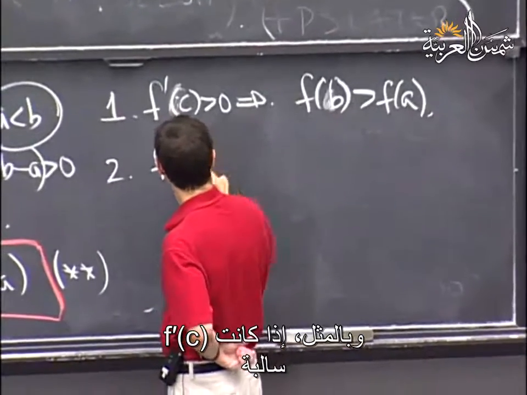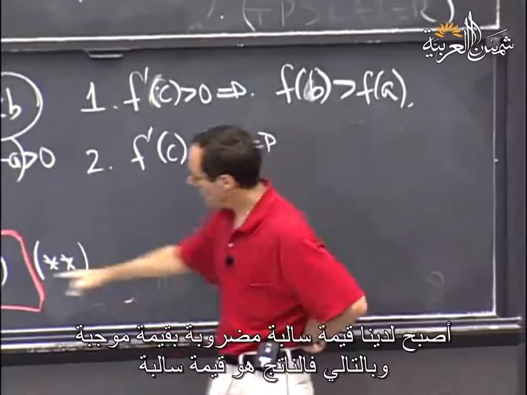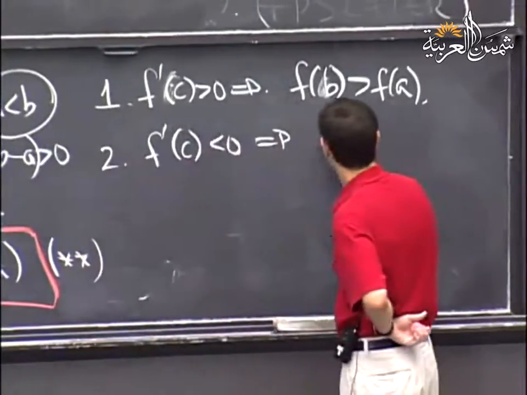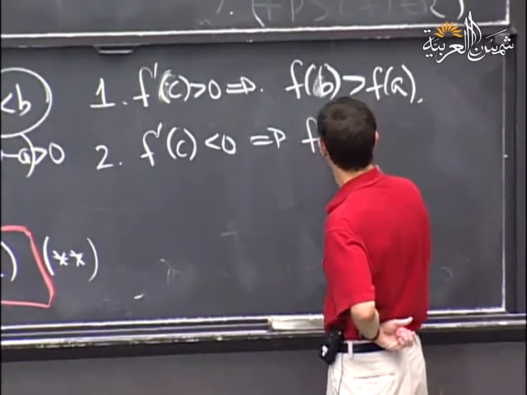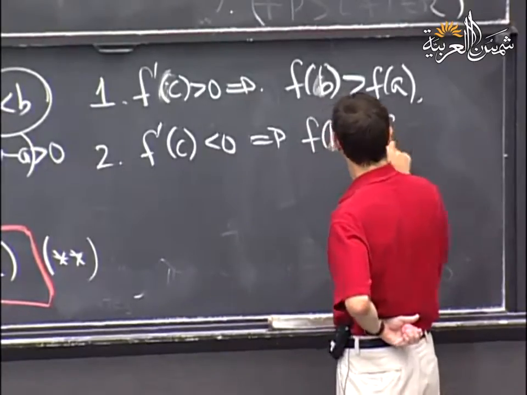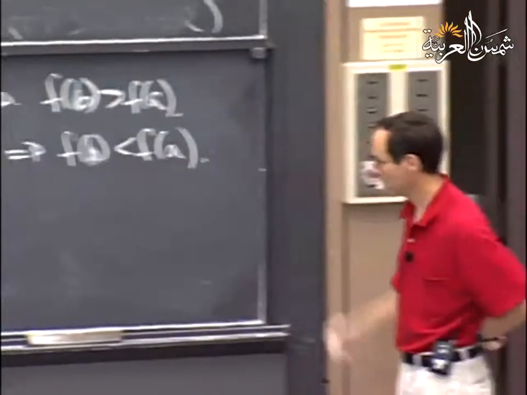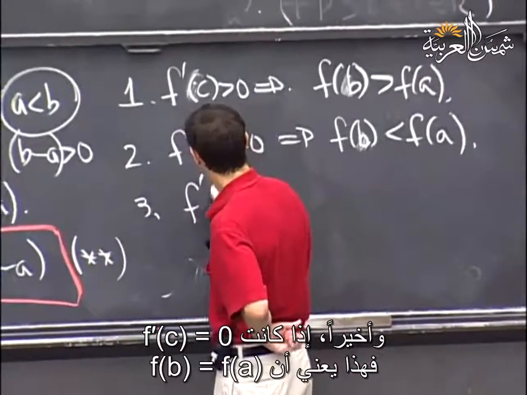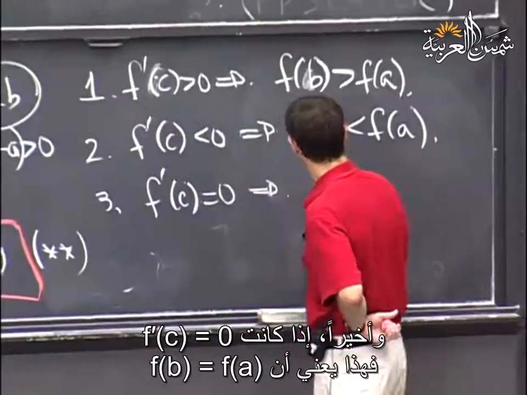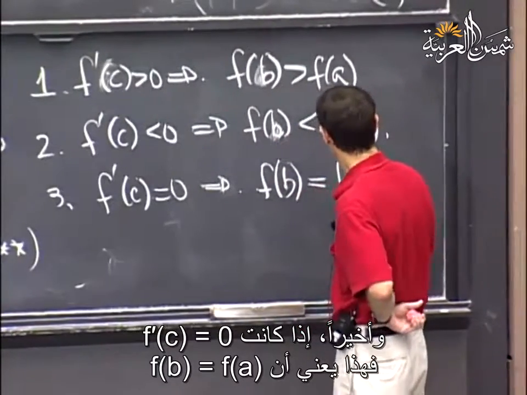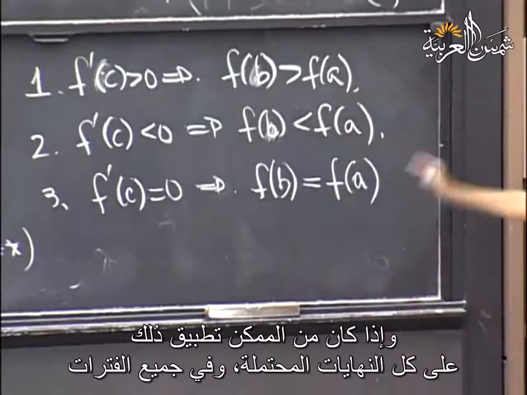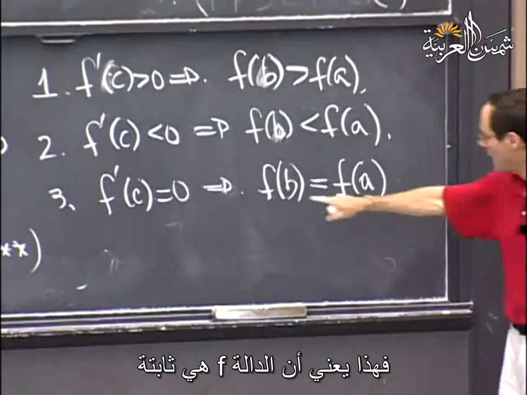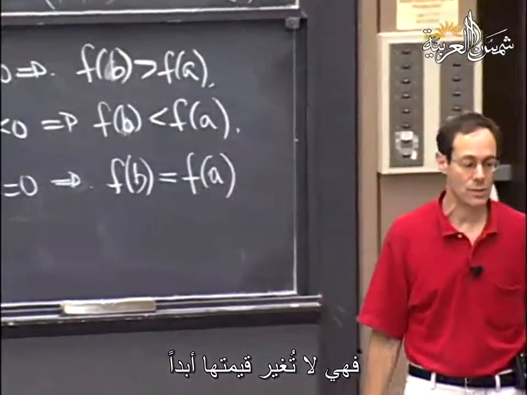Similarly, if f prime of c is negative, then this is a positive times a negative number. This is negative. f of b is less than f of a. So it goes the other way. So maybe I'll write it this way. And finally, if f prime of c is 0, then f of b is equal to f of a. Which, if you apply it to all possible intervals, if you can do it for every interval, which you can, then that means that f is constant. It never gets to change values.